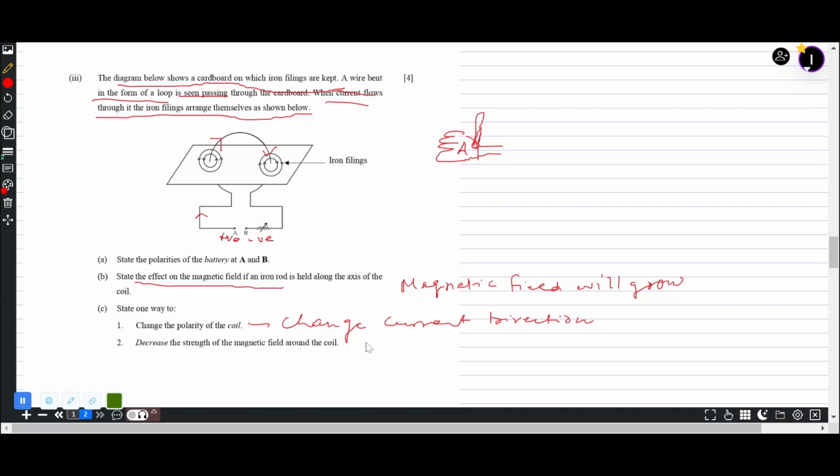Decrease the strength of the magnetic field around the coil by decreasing the current. So if you decrease the current, the magnetic field comes down. It's not in your syllabus, but if you are passing a current I through an infinitely long wire or a very long wire, the magnetic field around the wire is mu 0 I by 2 pi R. So this is directly proportional to current. So more the current, more the magnetic field, lesser the current, lesser the magnetic field.